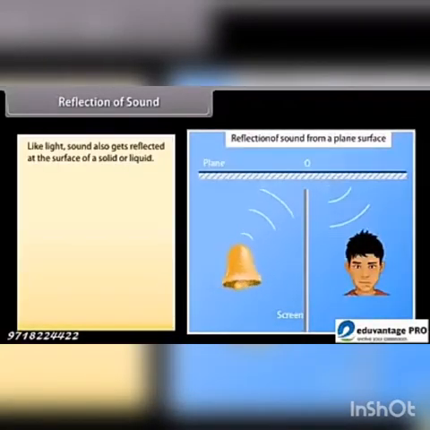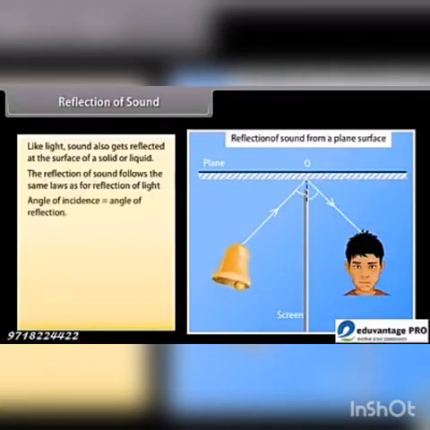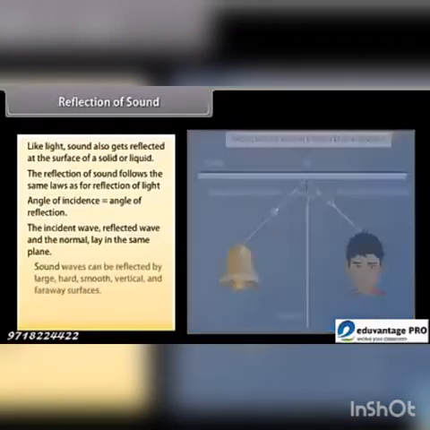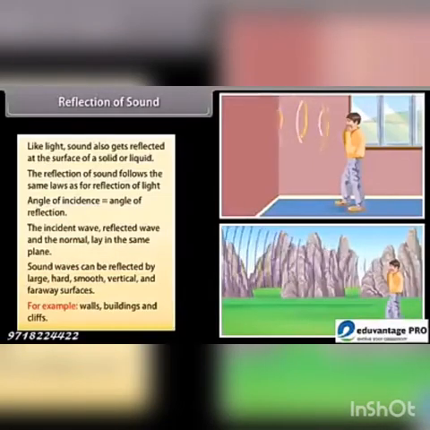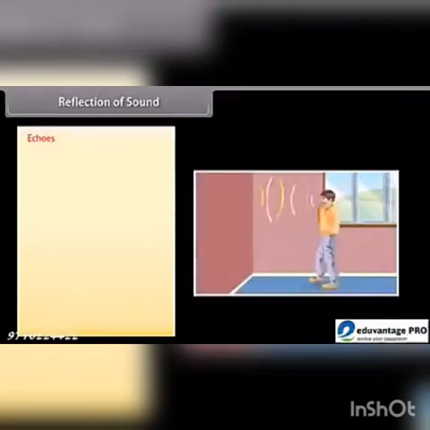Reflection of sound. Like light, sound also gets reflected at the surface of a solid or liquid. The reflection of sound follows the same laws as for reflection of light. Angle of incidence is equal to the angle of reflection. The incident wave, reflected wave and the normal lie in the same plane. Sound waves can be reflected by large, hard, smooth, vertical and faraway surfaces, for example, walls, buildings and cliffs. Echoes are produced by the reflection of sounds from such surfaces.